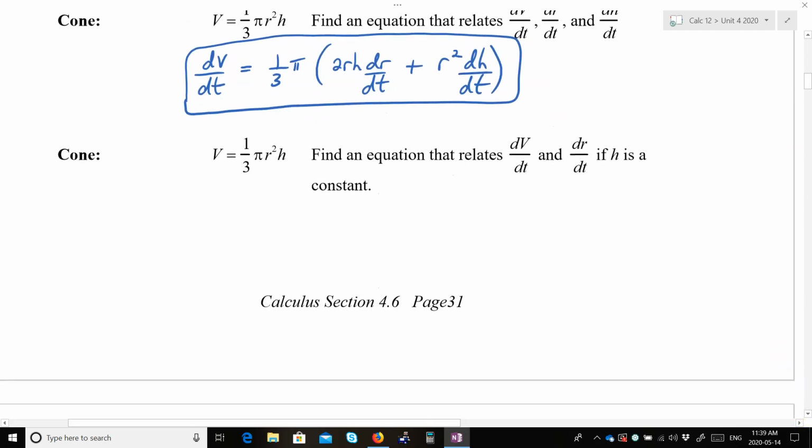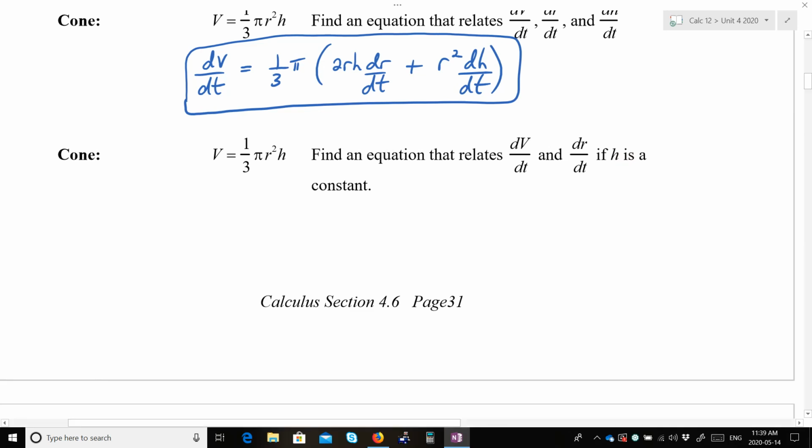And then for some reason we do a cone here again, treating h as a constant, like if the height of the cone doesn't change, but the radius does, I suppose. Okay, then we could do this situation.